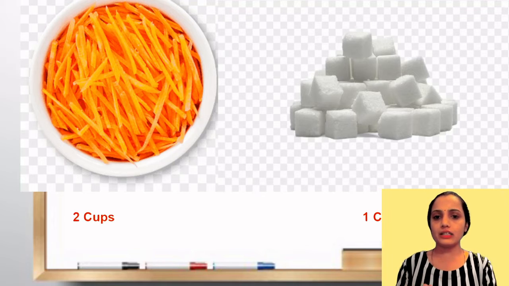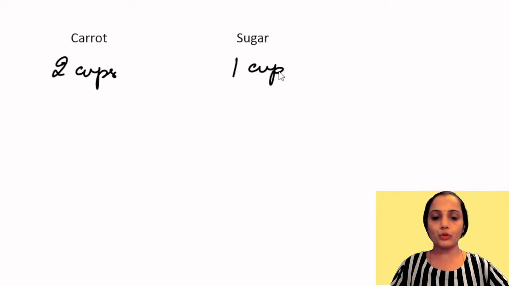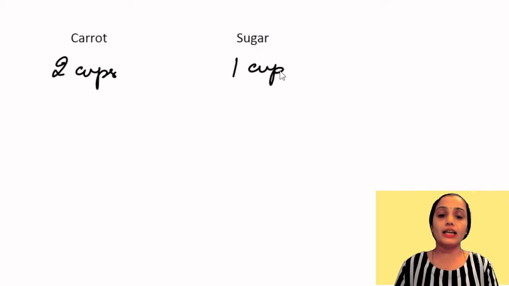I will say I need 2 cups of carrot and 1 cup of sugar. So we needed 2 cups of carrot and 1 cup of sugar, the two main ingredients. Now let's say 2 cups are not enough. I love carrot halwa, so I need to increase the quantity. I need to increase the dish.